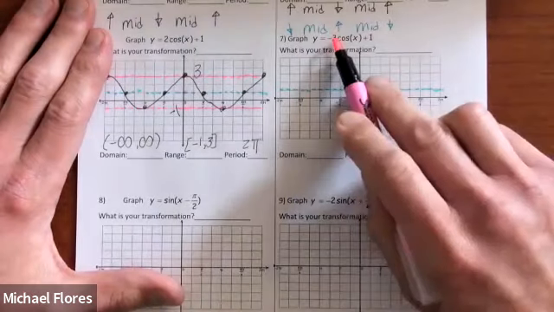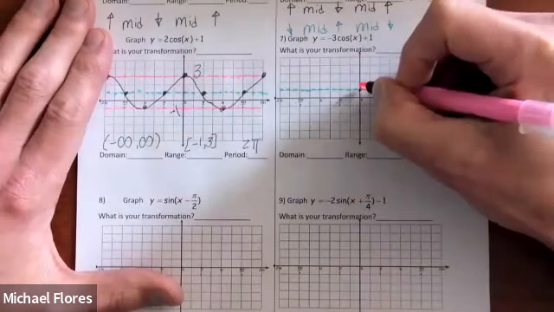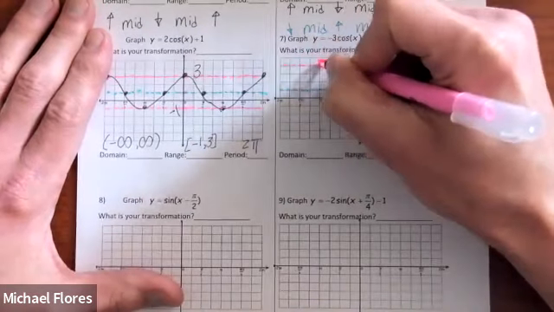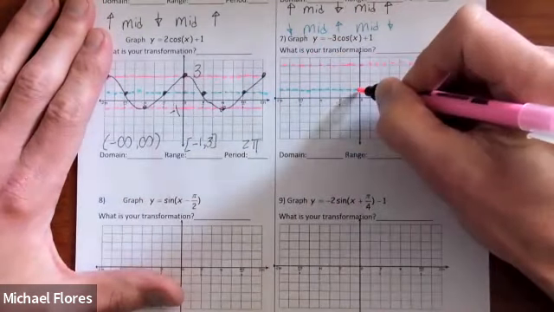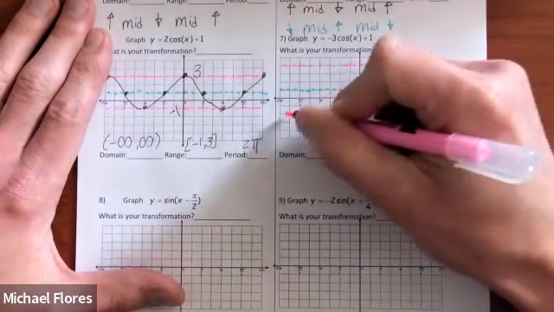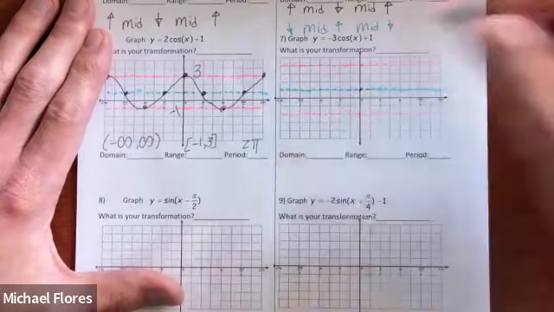We have an amplitude of 3. So from our new midpoint, go up 3 boxes. That's our new top bumper. From our new midpoint, let's go down 3 boxes. That's our new lower bumper.